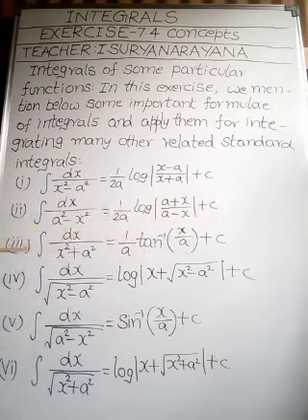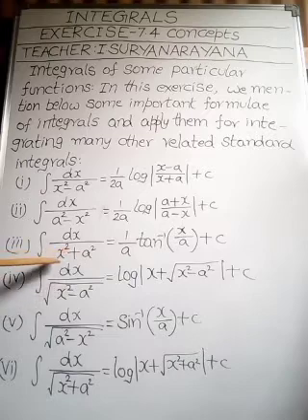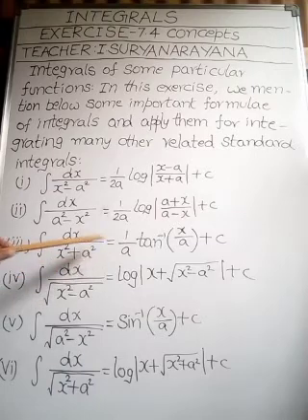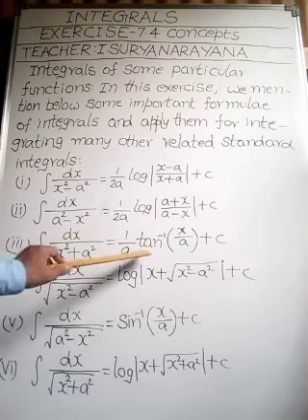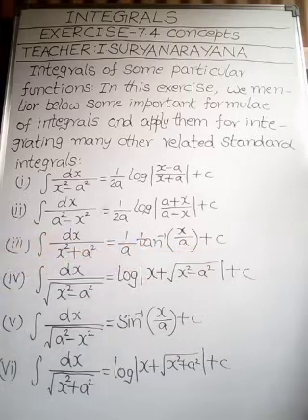Okay, my children. Now, third integral dx by x square plus a square. X square term plus a constant. Only 2 terms will be given. Then its integration is 1 by a tan inverse of x by a plus c. Okay, my children. This is a formula.